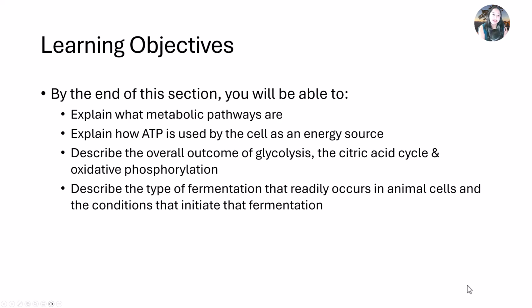Hopefully by the end of this section, you will be able to explain what metabolic pathways are, explain how this molecule called ATP is used by the cell as an energy source, and describe the overall outcome of glycolysis, the citric acid cycle, and oxidative phosphorylation. So just the big picture, not all the little outcomes of each of those, just what you get from these processes. Describe the type of fermentation that occurs in animal cells and the conditions that initiate fermentation.